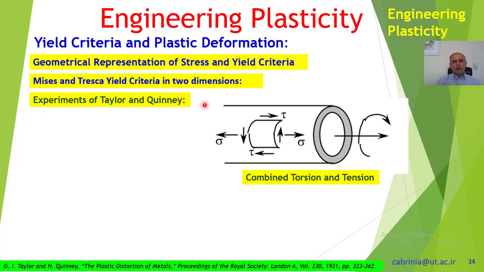Anyway, these experiments of Taylor and Quinney were on a tube like this. This is a cylindrical tube, and what they did, they put it under tension and torsion. Okay, torsion and tension, combined torsion and tension. Some people pressurized this cylinder and put it under torsion and bending and so on.